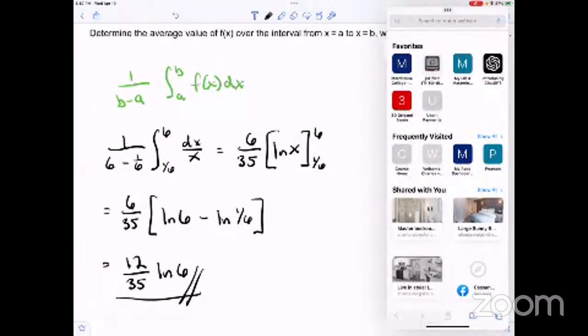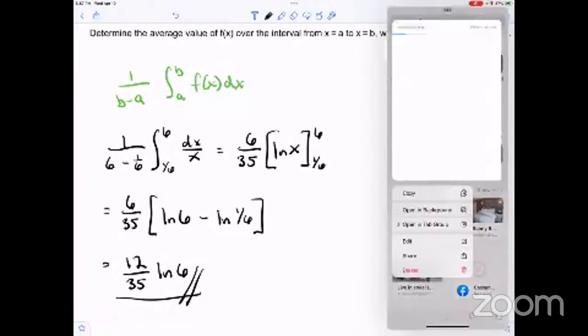Now it acts like it doesn't want to open. There we go. Okay, let's reload and refresh.